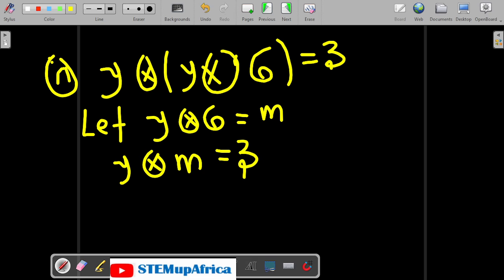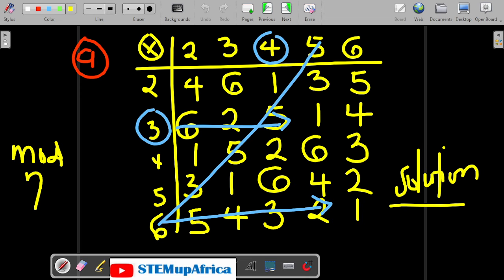So let's check from the table two different numbers that multiply themselves that give us 3. How many two numbers multiplying themselves give us 3? Here we are dealing with 5 and 2. 5 and 2 give us 3. 6 and 4 give us 3. 2 and 5 give us 3. 6 and 4 give us 3. So we have just two pairs of numbers, 4 and 6 or 6 and 4, and 5 and 2.